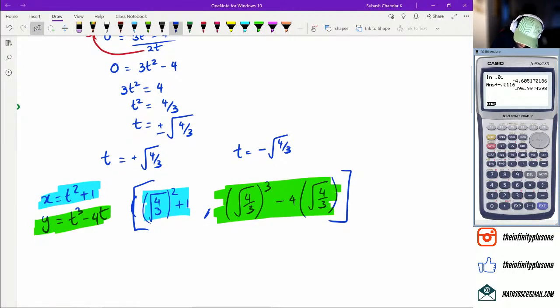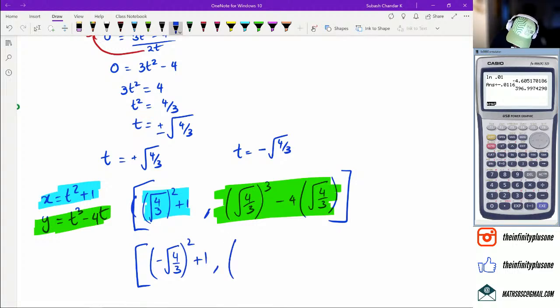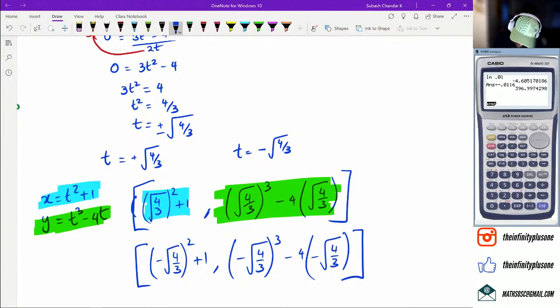So now we've got to repeat the step for negative 4 over 3. I'm just being lazy, I'm just going to write this as it is. But what I'm doing is I'm actually substituting the values in there. So that's my second coordinate.